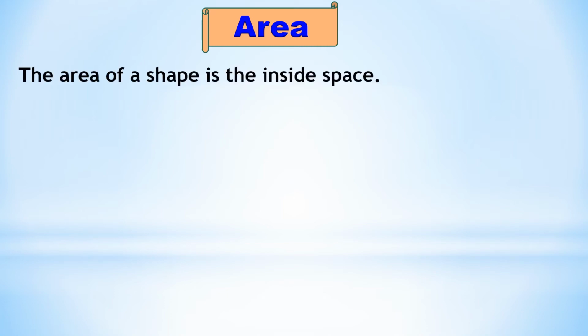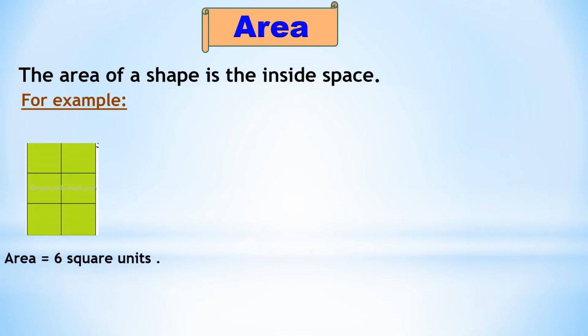We studied area before and we will revise it again. We said area means the space inside the shape, or the inside space of any shape. So, for example, here we will find a shape which is divided into some squares. If I wanted to find the area, I have many ways. We said we can find the area by counting. So if I counted the squares inside it, I will find them 6 squares.